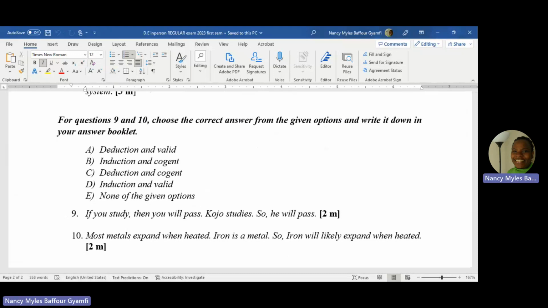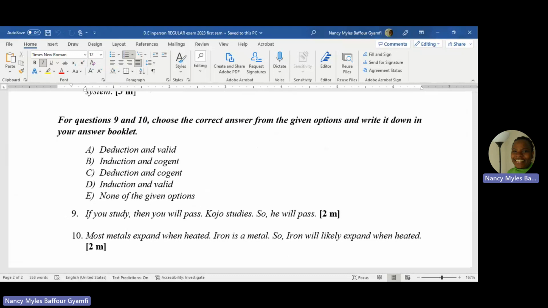Look at B, question 10. Most metals expand when heated. Iron is a metal, so iron will likely expand when heated. This is not valid. Okay, this is induction, but it's a strong induction and the premises are true, actually out there. So this is an induction that is cogent. B, finished.